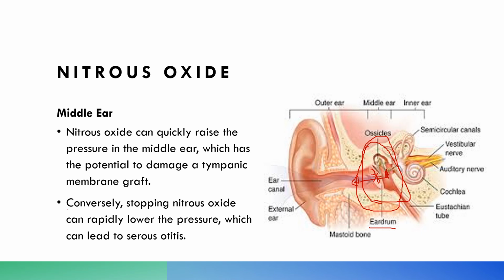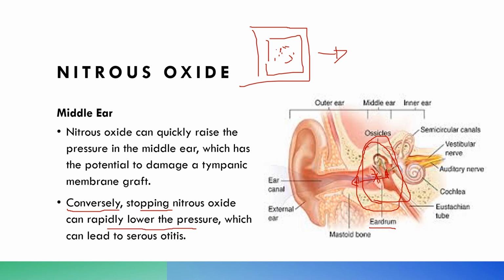Also, the opposite can happen. When we turn nitrous off and that partial pressure gradient changes, you also see it leave the space at that 34:1 ratio, and the space can actually shrink. This attributes to the second gas effect, but that rapid lowering in pressure can also lead to serious otitis or inflammation of that ear.